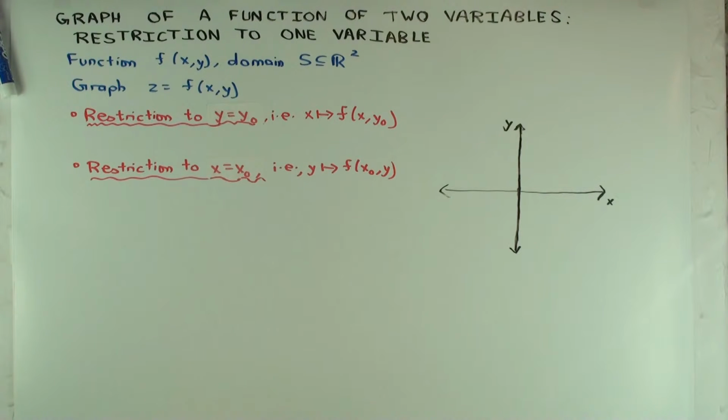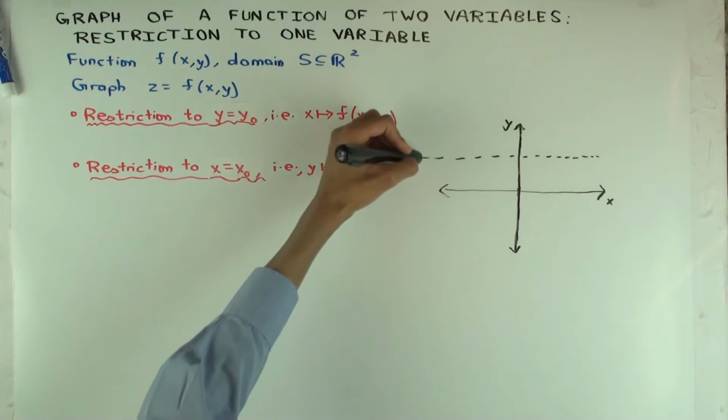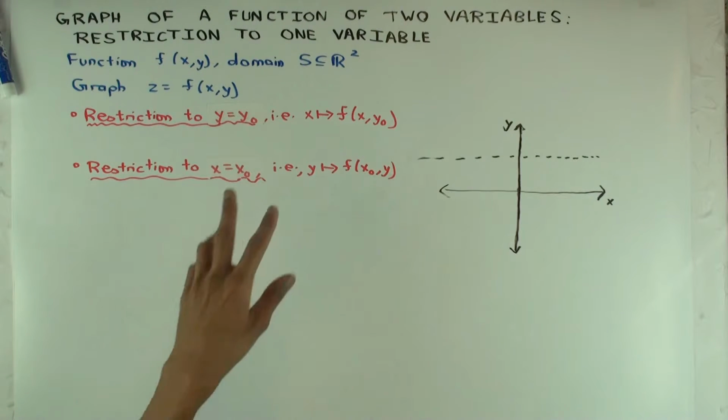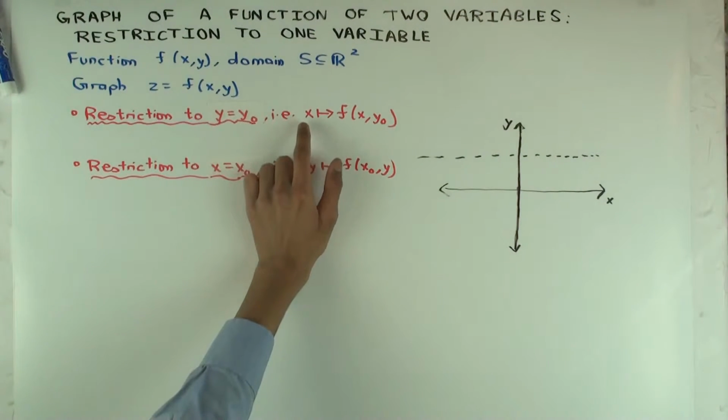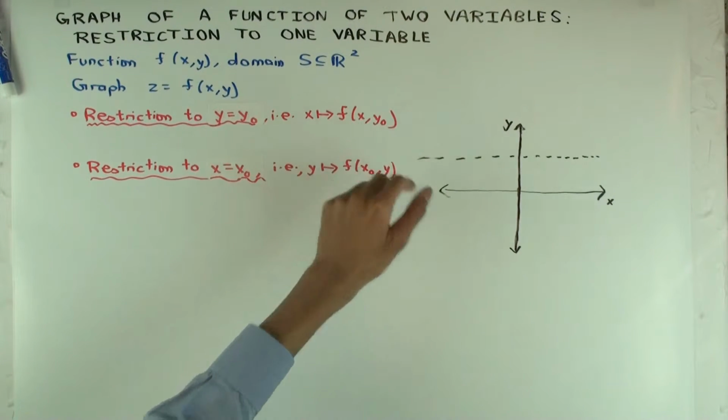Now, what does it mean to say I want to restrict to y equals y naught? Well, first of all, what does a line like y equals y naught look like? Well, you're fixing y and you're still allowing x to vary. So what kind of line will it be? Will it be vertical or horizontal? Horizontal. Great. So it could be a line like this. Okay. Now, how do you find this function? This function is just the function which sends x to f of x comma y naught. Okay. So it's just now a function of one variable.